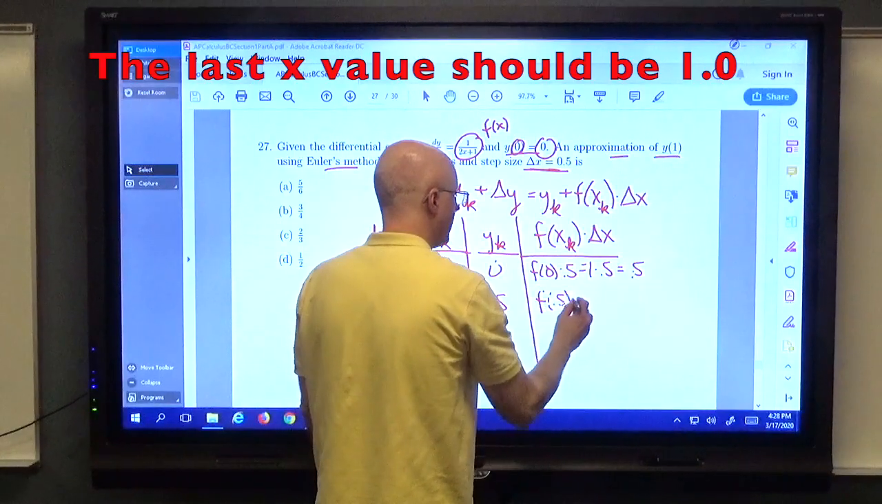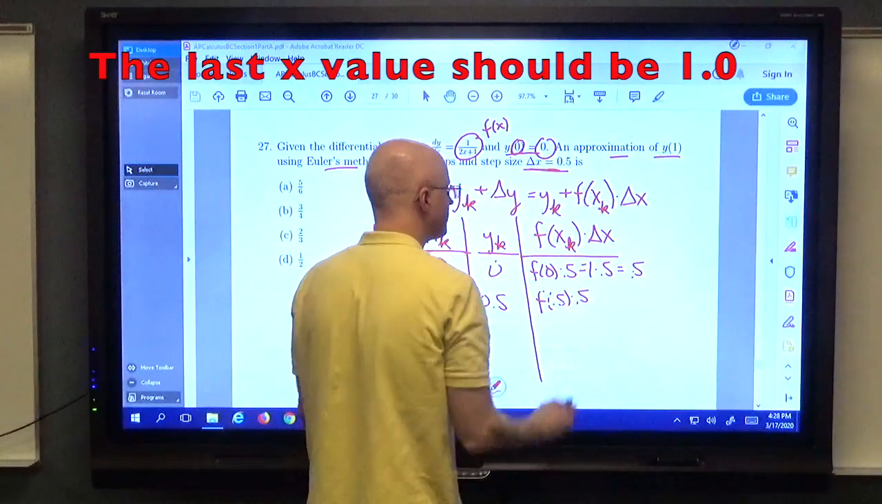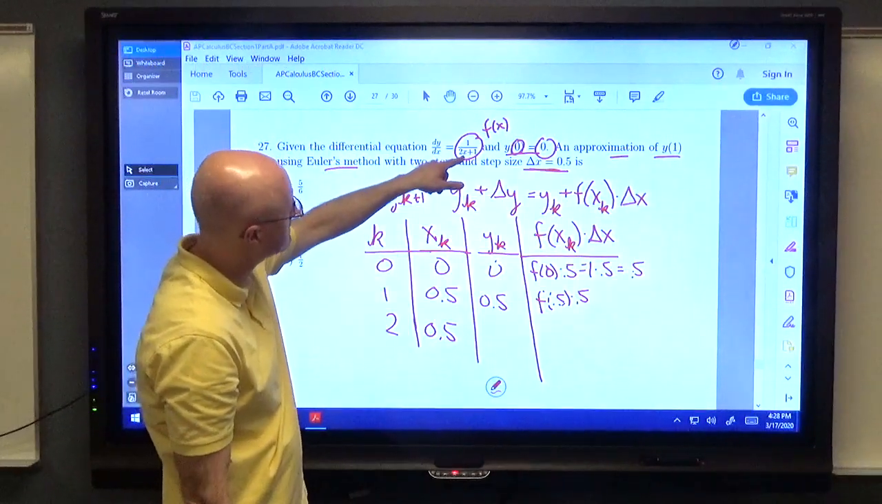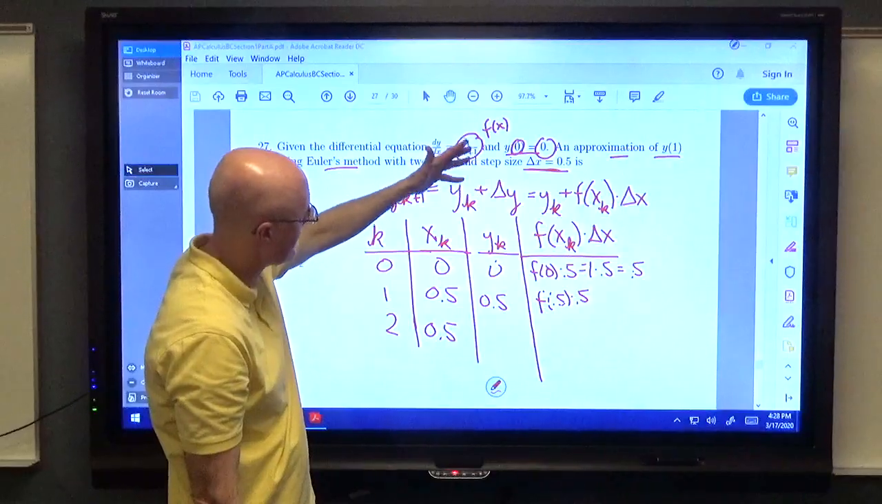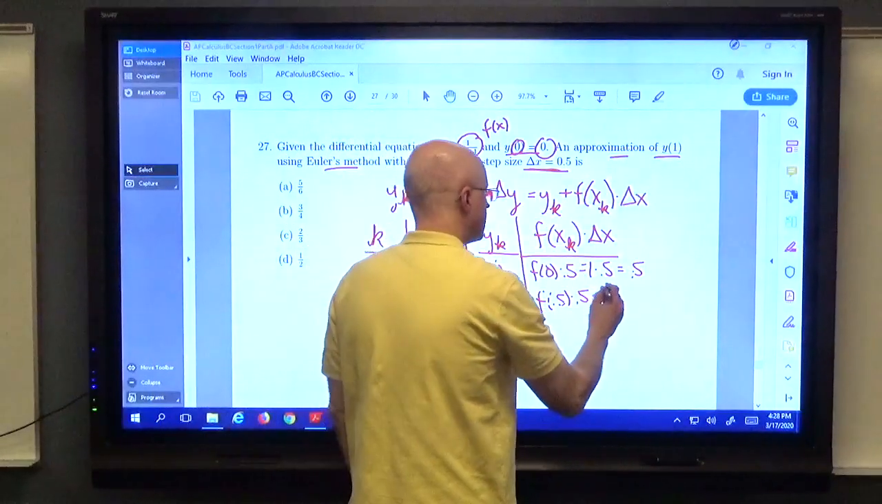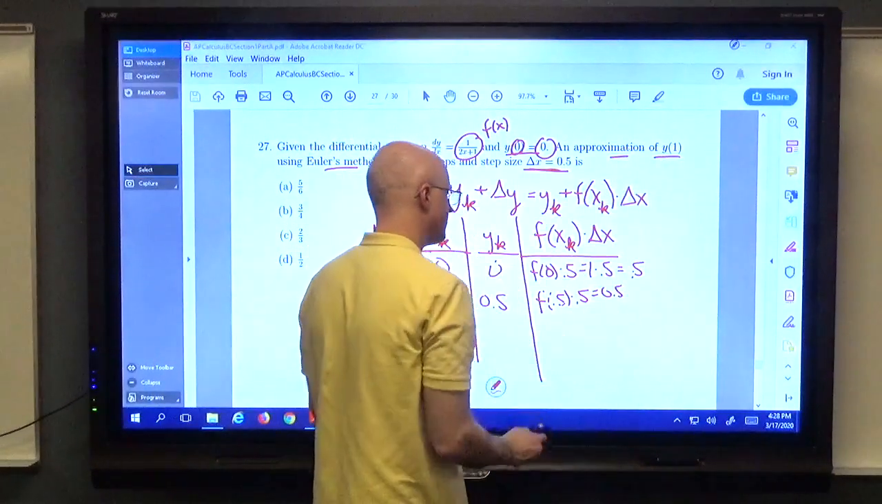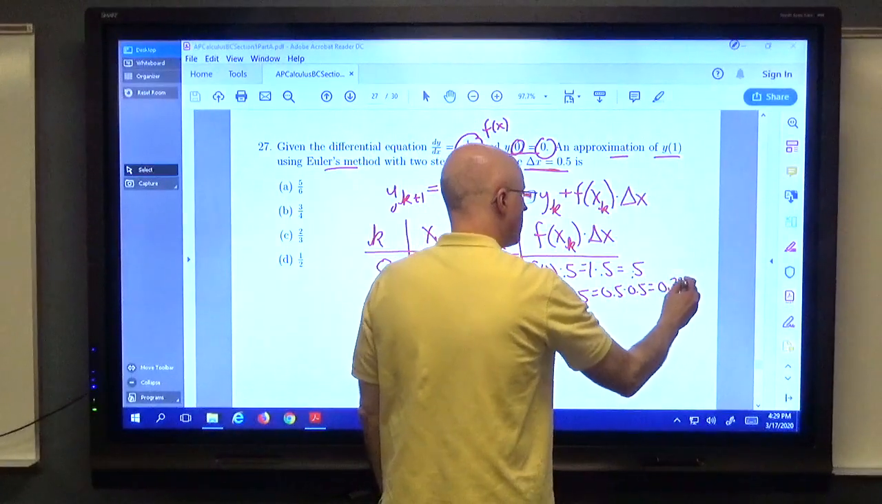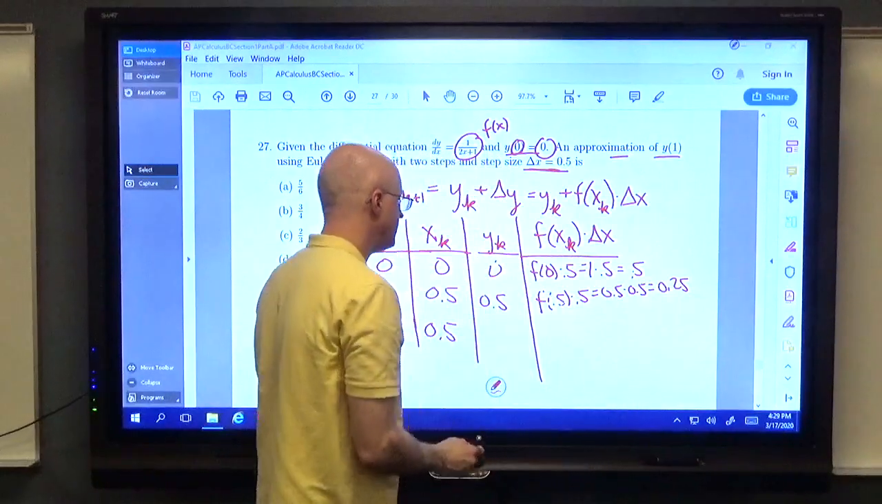One more step. Find f of 0.5 times 0.5. Plug in 0.5 for x there. You get 2 times 0.5 is 1. 1 over 1 plus 1 is 1/2. Get 0.5 times 0.5. Almost made a mistake there. Equals 0.25. That's the change in y.